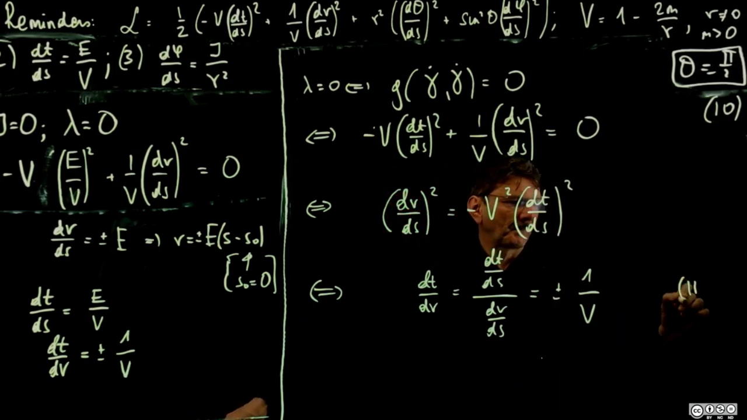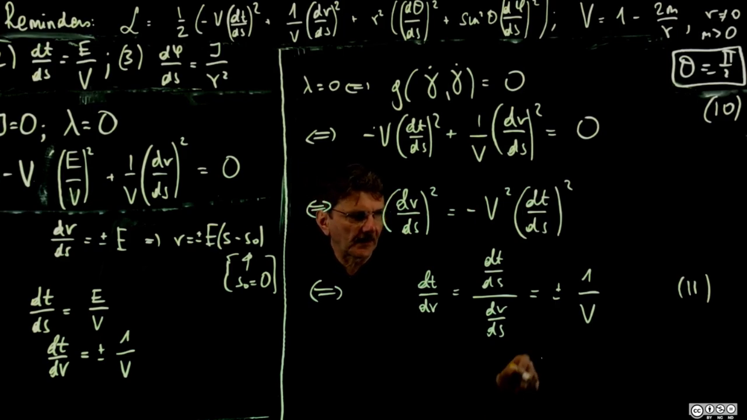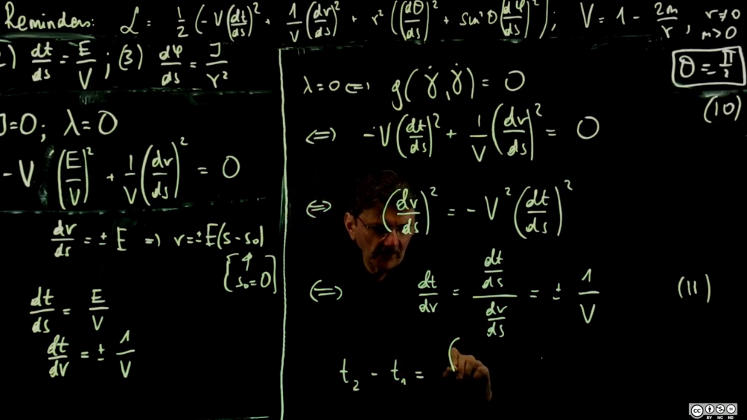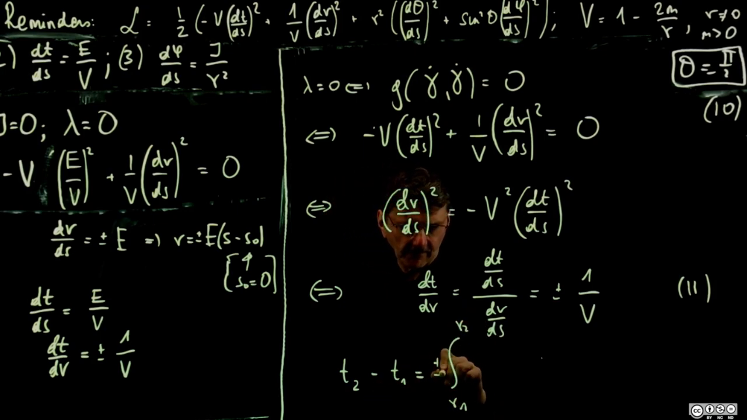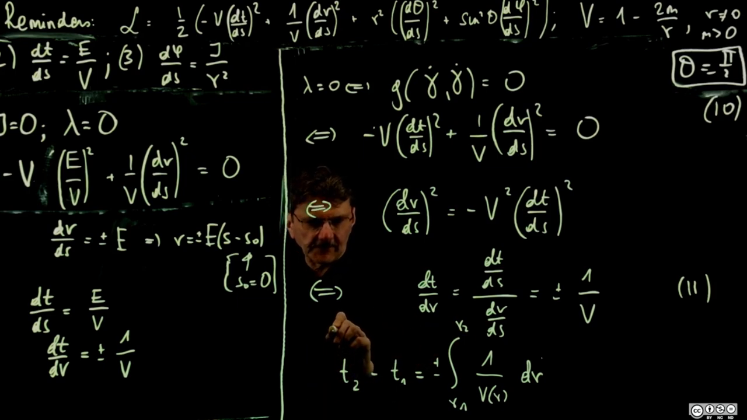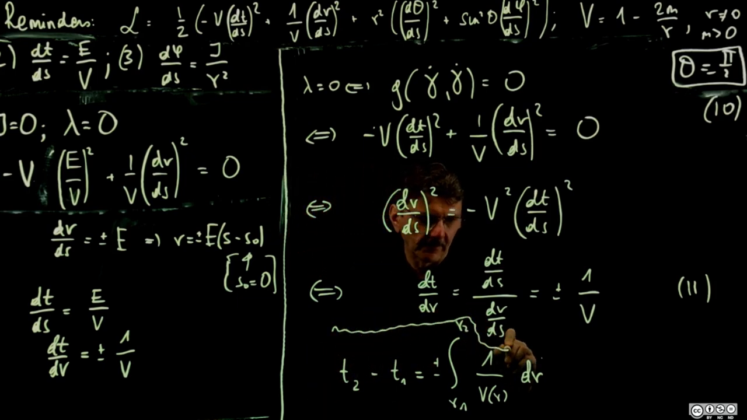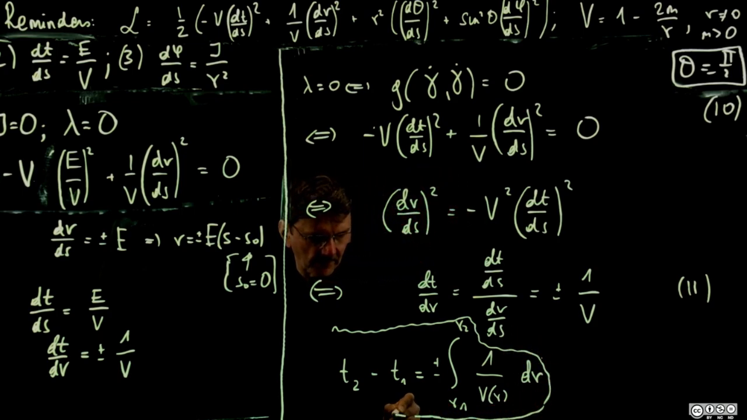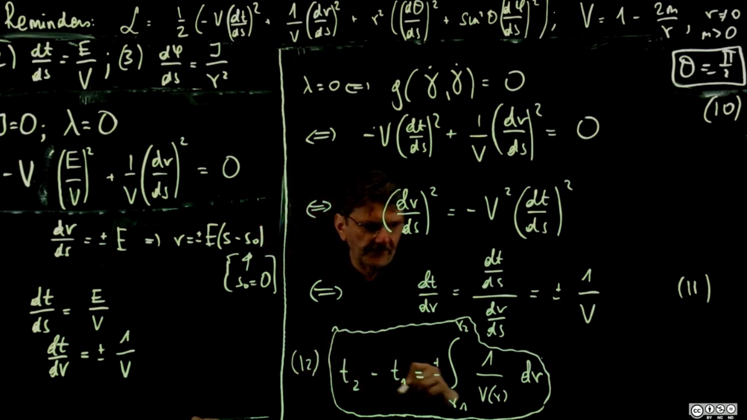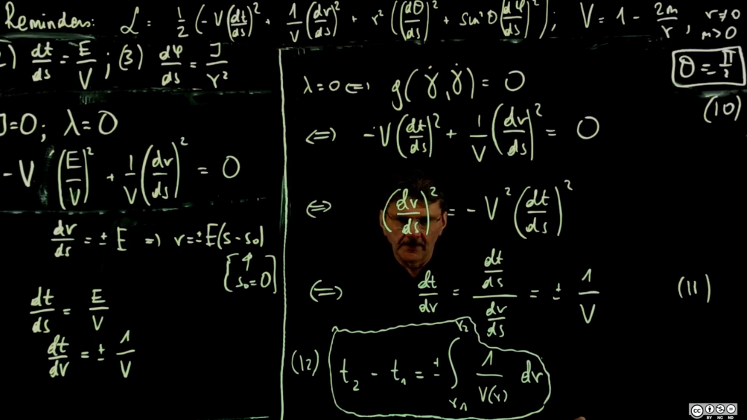So apologies for this. So we can just solve it, right? So you would just get t2 minus t1 is the integral from r1 to r2 of plus minus 1 over V of r dr. Now I could calculate this integral, but I don't care what it is. Actually, we'll need it maybe if we talk about the Shapiro effect. So let me just use this.